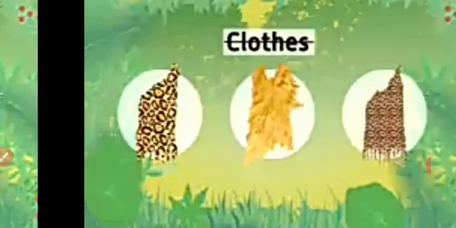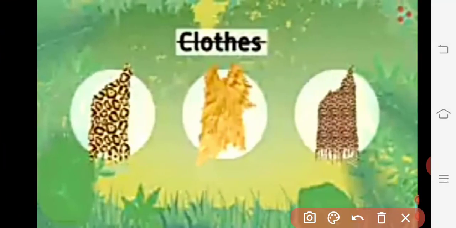What about the skin here? Now you can find different types of skin here. This one is of the tiger, or we say cheetah. Again this one also, this one also. These are the types of skins of particular animals.